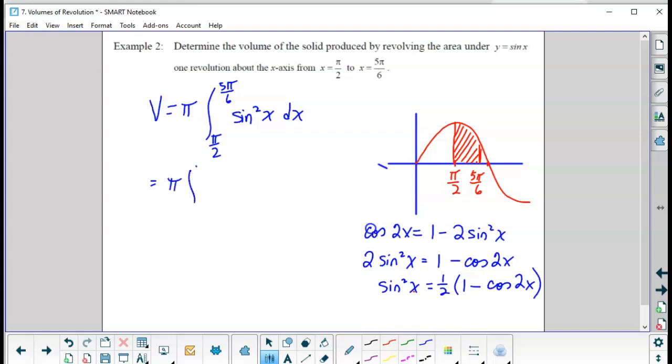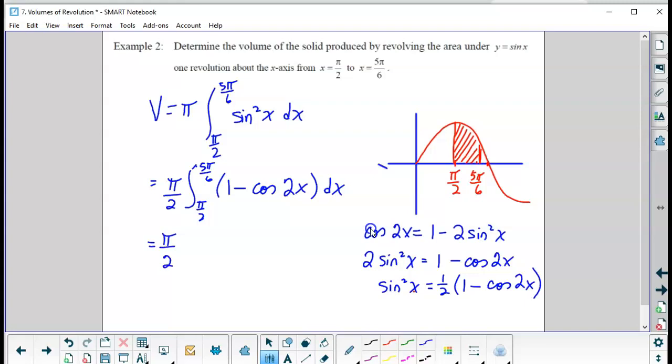So this is going to be from pi over 2 to 5 pi over 6. So now it's 1/2, which I can actually show the half out front. So it's going to be pi over 2 times the integral of 1 minus cos of 2x dx. So we haven't done any substitutions. We've just used an identity to replace sine squared x.